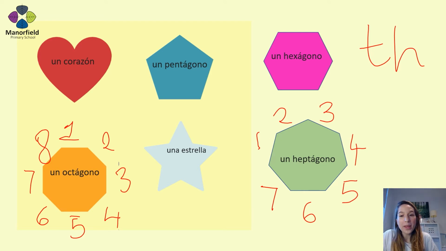And finally, we have one more shape, and this is a star. To say star in Spanish is una estrella. Now we're going to go on to describing some of the shapes.